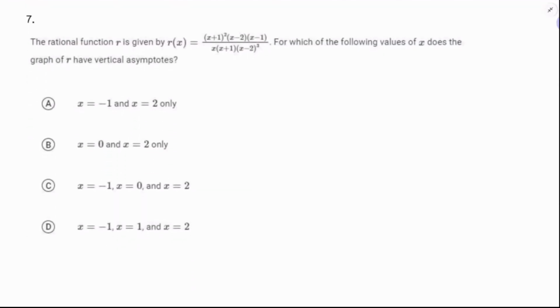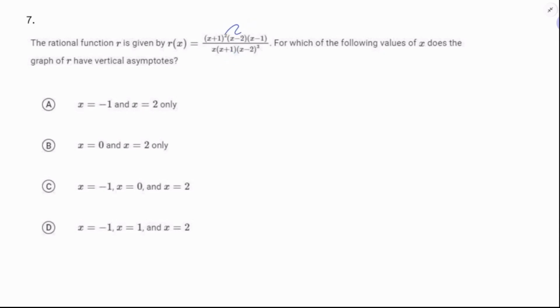So I'm going to move on. Number 7 says, here's another rational function r. For which of the following values of x does the graph of r have vertical asymptotes? Okay, so vertical asymptotes, remember, those are things that are left over in the denominator after cancellation, after canceling off everything that can be canceled.